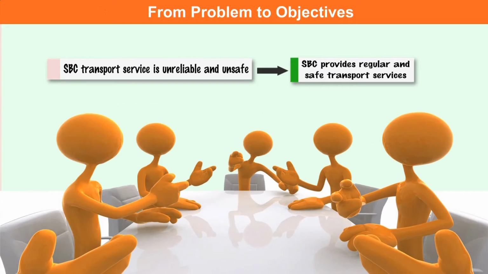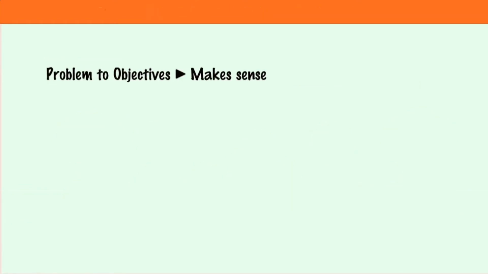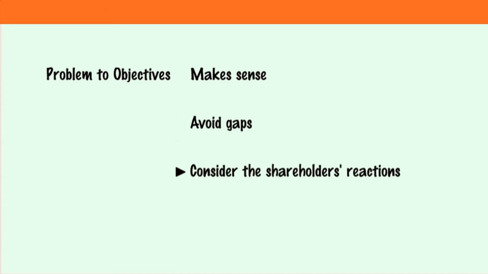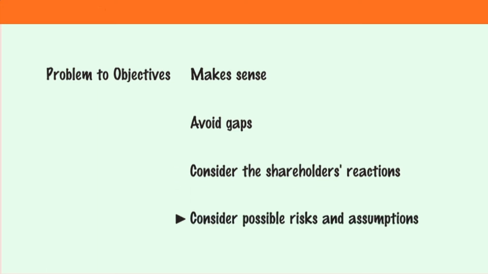Discuss with the stakeholders to obtain clarity, completeness, and doability of the objective statement before proceeding. In the transformation from the problem tree to the objectives tree, you should ensure that its objective should make sense as an improved state. It should be realistic and achievable. Avoid gaps. Have we left out any other objective that would be needed to reach an improved condition? Consider the stakeholders' reactions. Consider possible risks and assumptions.